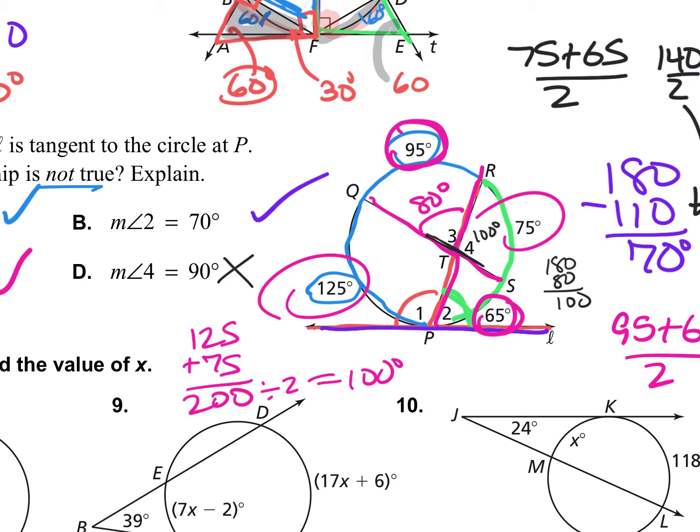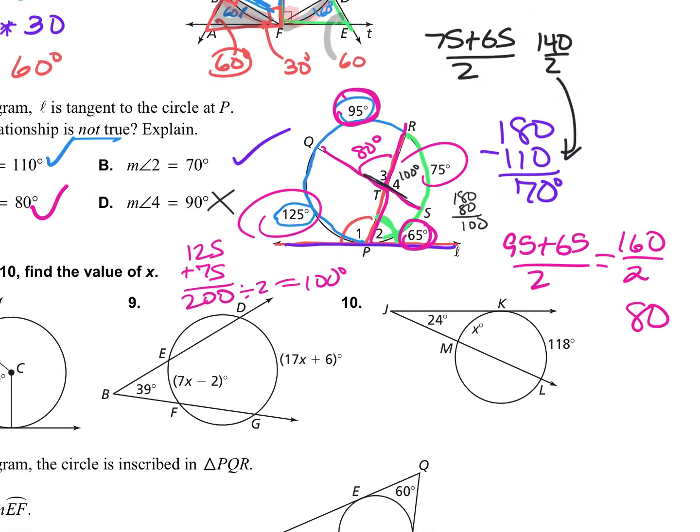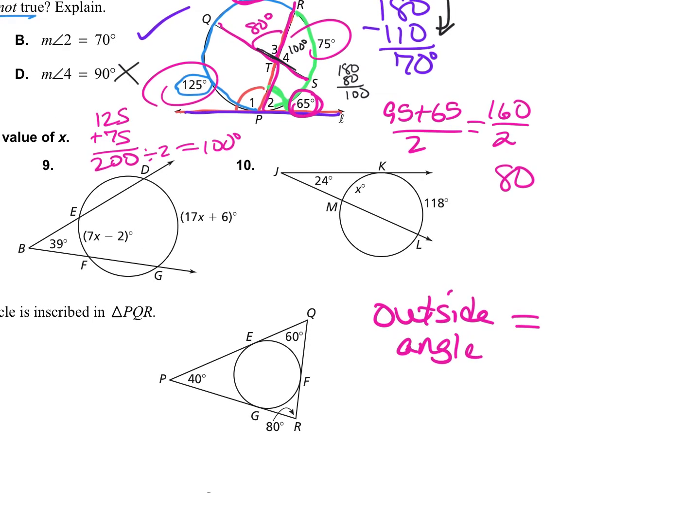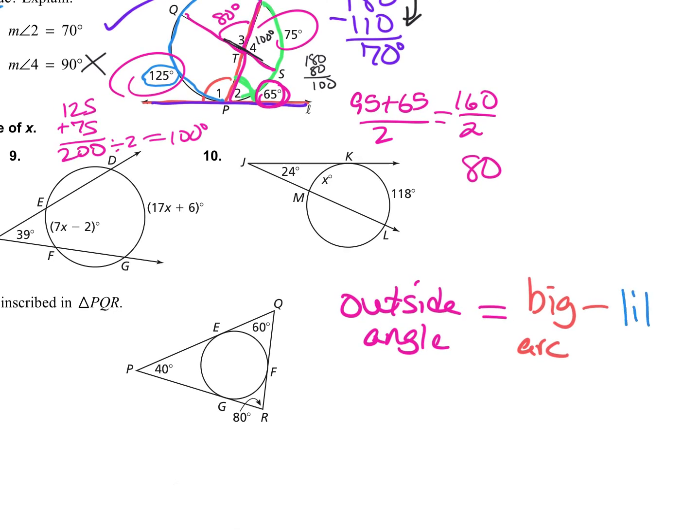Then the next one, this is where we're going to be using our big arc minus little arc divided by 2. Now, technically we can use it for 8, 9, and 10. So remember, the outside angle is equal to the big arc minus the little arc, divided by 2.